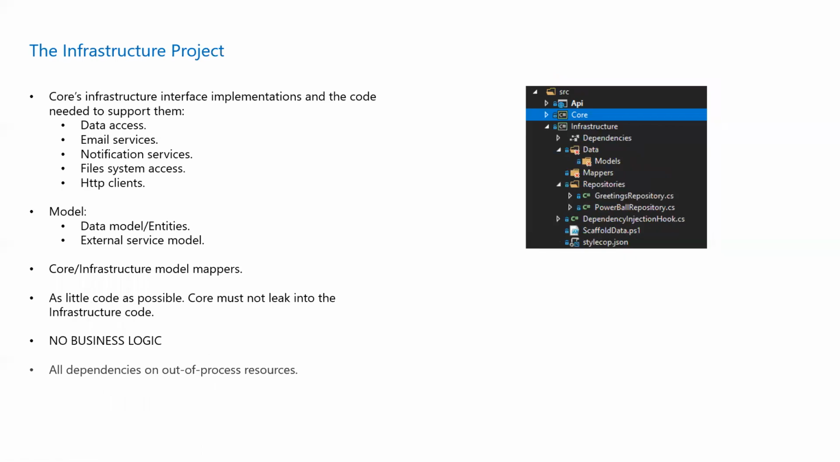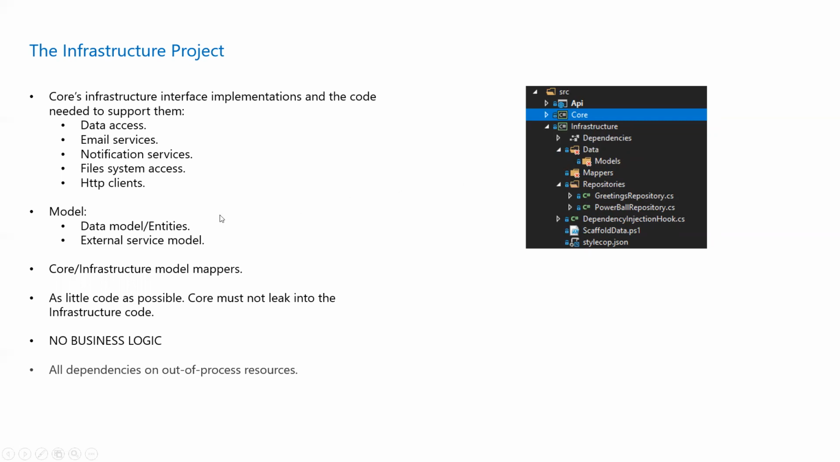So coming to the infrastructure layer, the infrastructure project will have the actual implementation of the interfaces defined inside the core. In the core, you mention all these interfaces: data access should have these interfaces, my email service will have these interfaces, notification service will have these interfaces. The actual implementation happens in the infrastructure project.